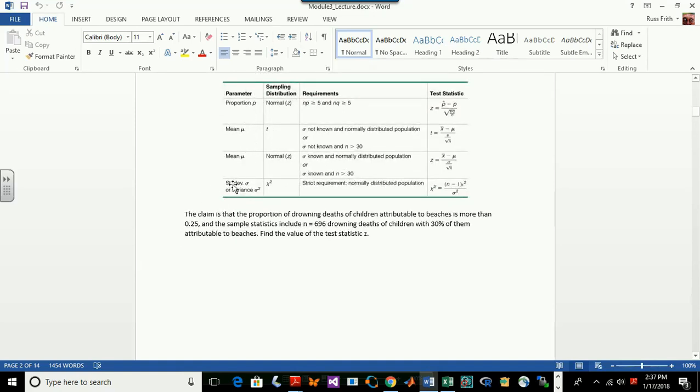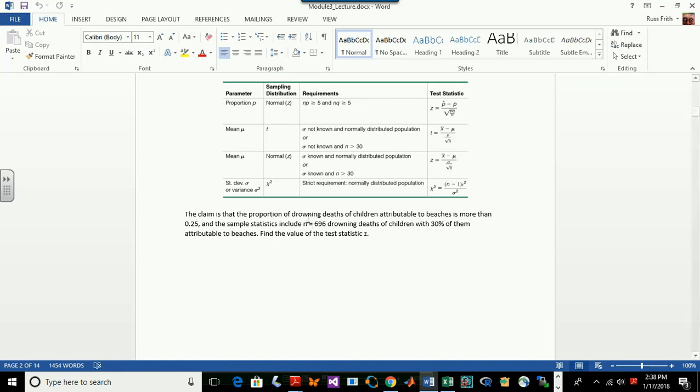Let's talk about the hypothesis analysis for standard deviation or variance. In this case, we use a chi-squared statistic. To use a chi-squared statistic for hypothesis analysis, you have to be given a statement that the population is normally distributed. And the test statistic for hypothesis testing of standard deviation is this chi-squared statistic. You will compare that against the critical values which you get from the chi-squared table or from Excel.